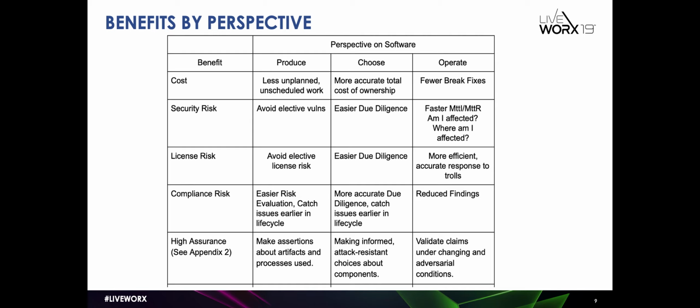Now, you don't need to read this chart. The point is that all the boxes have text. All three perspectives, the columns, have something of value in all 5 benefits. You can read the NTIA report for details, and I'll just mention how it does lower cost for the producers and for the choosers and for the operators. And it's increasing security in all 3 as well.